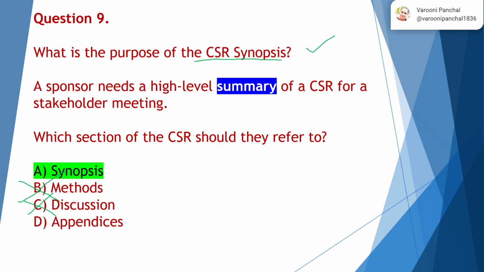Option D is appendices, which deals with the list of TOCs, but we are interested in the summary of the CSR, right? So this is not the right answer. The purpose of the synopsis is to summarize a specific clinical trial, capturing all the important details that can be discussed in the meeting with all the stakeholders, so that all departments are on the same page. So the correct answer is A, synopsis.